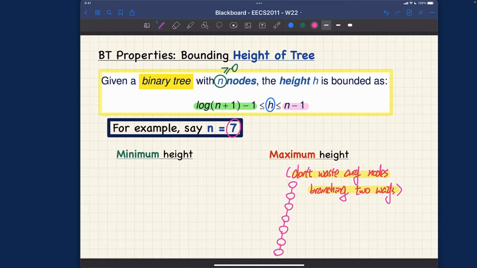Well, that means we're going to count the number of edges, right? In that case, 1, 2, 3, 4, 5, and 6. So the number of nodes is actually equal to 7, in which case the height will just be exactly n minus 1, which will be 6. Exactly 6 edges that we have counted. Right? So that's just one example. So the way for you to really reach the maximum height is by slanting, for example, the child in the same way, all the way throughout. In that case, you are not wasting any nodes branching out two ways.